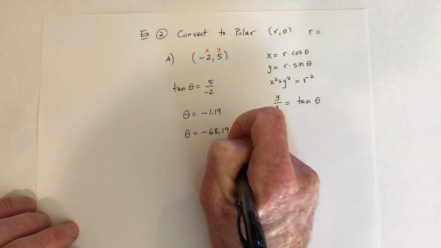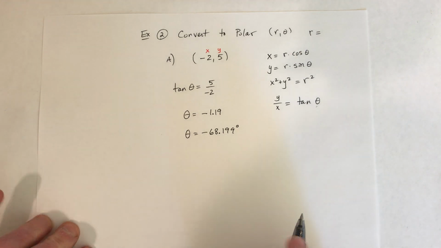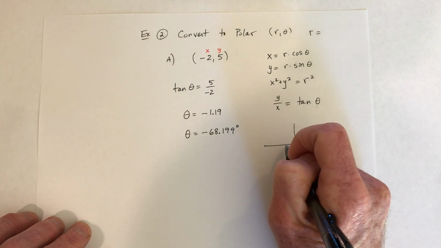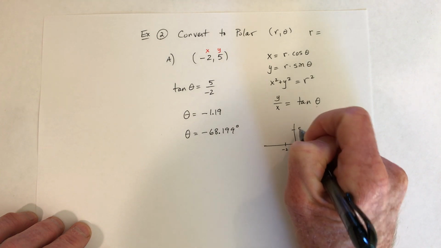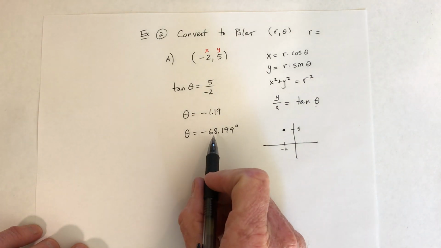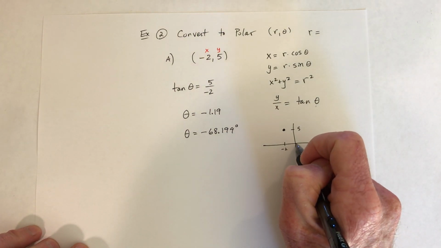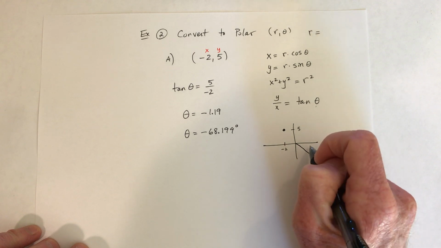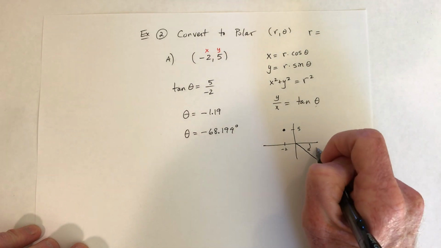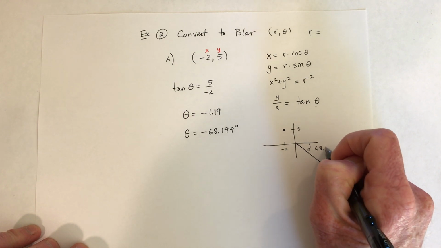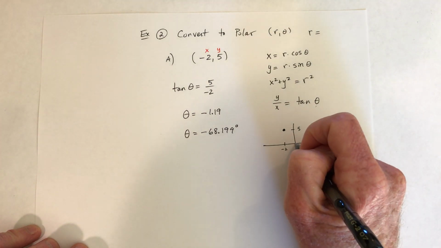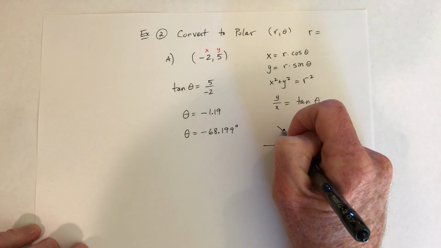Now, there is a little bit of thought that needs to go into this, because if you look at this point, -2, 5 is in quadrant 2. But -68 degrees is actually going this way. So it's going this direction to compensate for the negative. And then that would be 68.199 degrees. But we need it to be going this way.